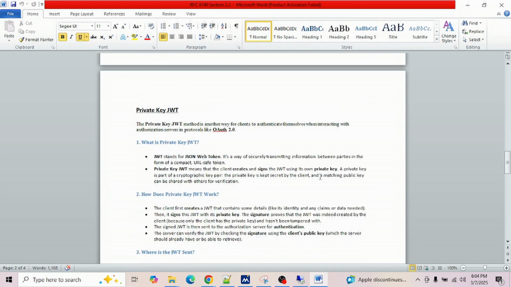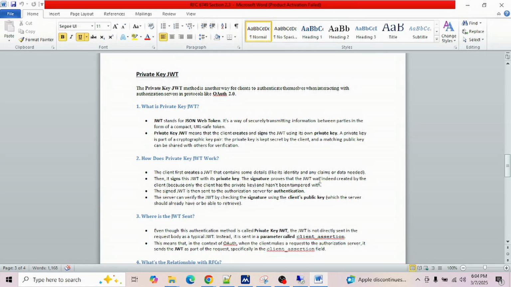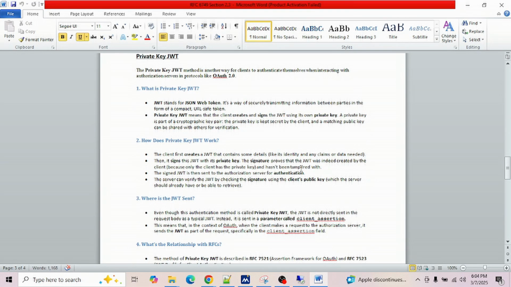Okay, then we have another method, private key JWT. The private key JWT method is another way for clients to authenticate themselves when interacting with authorization servers in protocols like OAuth 2.0. So these are all client authentication methods: client secret, mutual TLS, and private key JWT. Private key JWT is another way for clients to authenticate. So what is private key JWT, and how does it work?